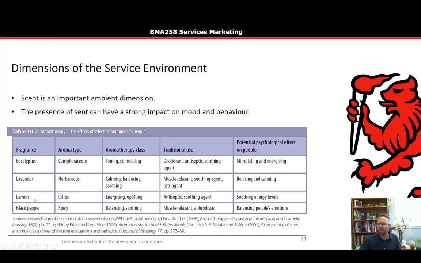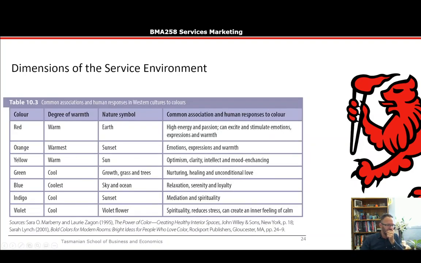Now lemon is a citrus smell. It's energizing, uplifting, antiseptic, soothing agent. So it's for soothing energy levels. And black pepper is spicy. It's for balancing and soothing, muscle relaxant, aphrodisiac, and it's for balancing people's emotions. So whether you agree with that or not, whether that relates to your own personal experience, this is kind of what the research shows, how in general people respond to these scents.